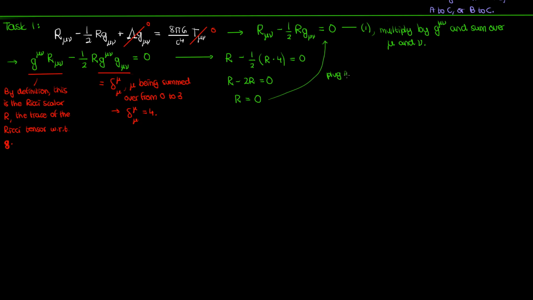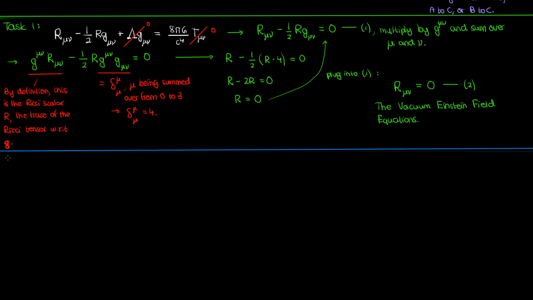If we now plug this into equation 1, the second term on the left goes away because the Ricci scalar is 0, and so we're left with the Ricci tensor components all being equal to 0. I'll call this equation 2. Now this equation, or more accurately equations, have a special name. They're called the vacuum Einstein field equations. It's not a single equation because you need to equate all the components of the Ricci tensor to 0. It's a system of equations for each Ricci tensor component.